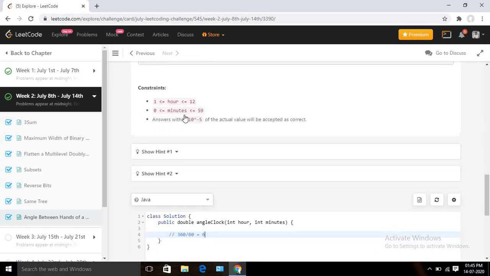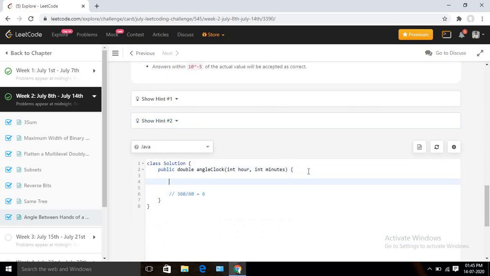Okay, let's write the logic, and I will explain it further if required. At first, as I told you, I am going to calculate the minute angle. I will name it mAngle. I am just going to multiply minutes into 6, so each minute equals 6 degrees. I already showed you the calculation: 360 by 60 is equal to 6 only. Now I need to calculate the same for the hour also.